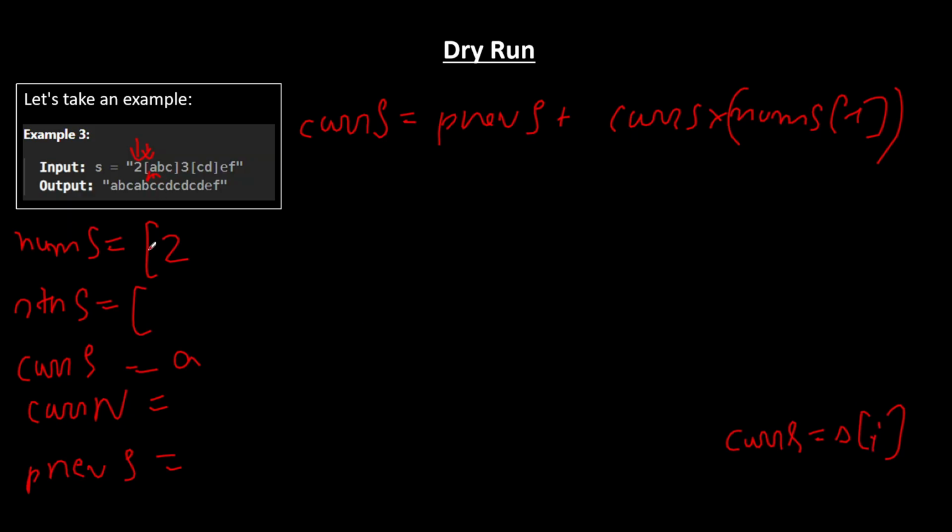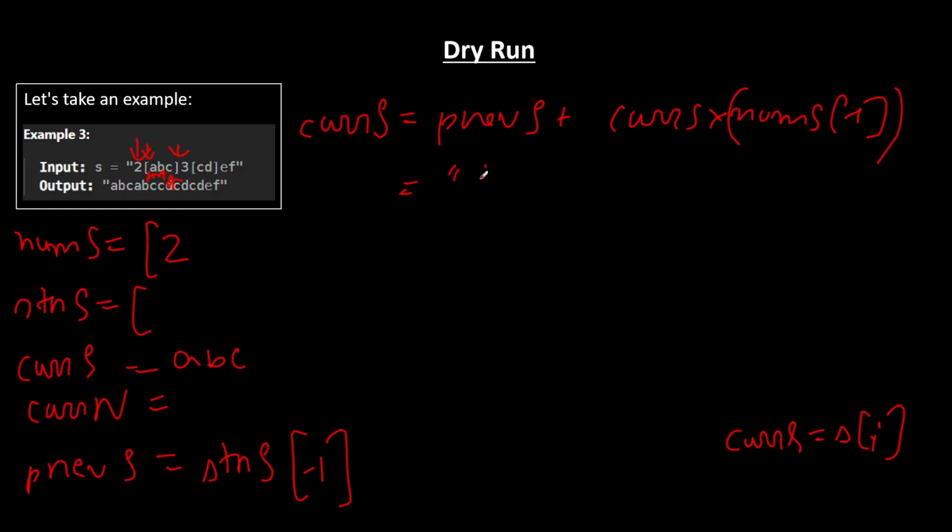Great. A, then we got B, then we got C, then we got the closing bracket here. As soon as we got the closing bracket, what we were doing, we were taking out the previous s. Previous s is basically string of s minus 1, the topmost value from the string stack.